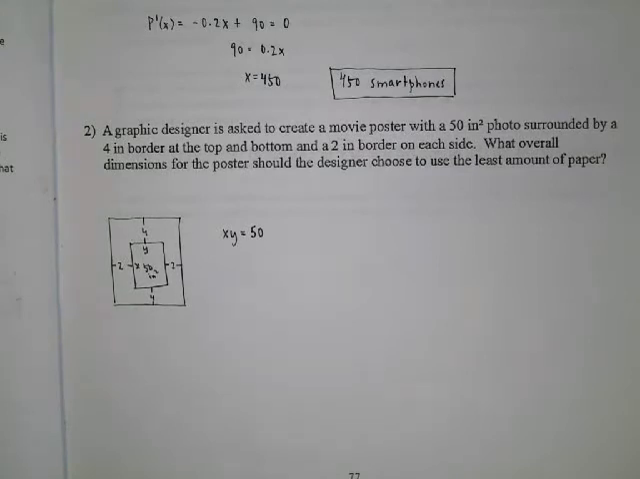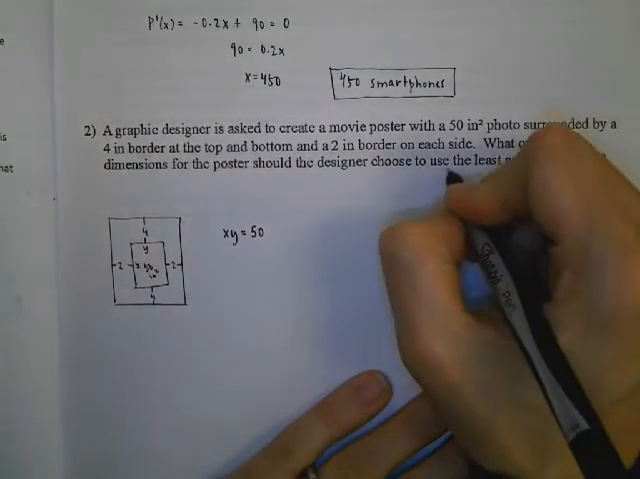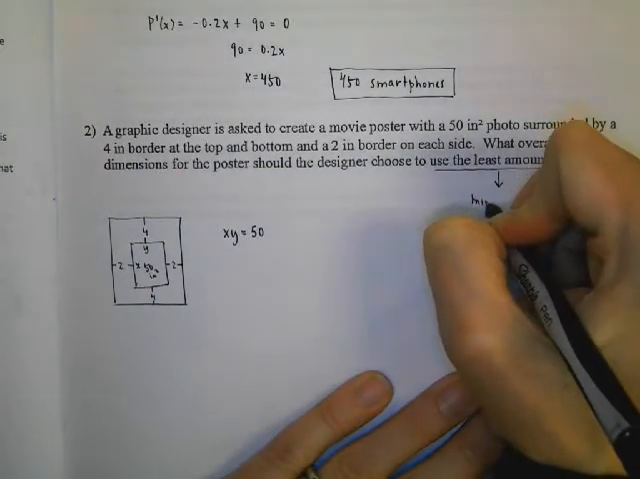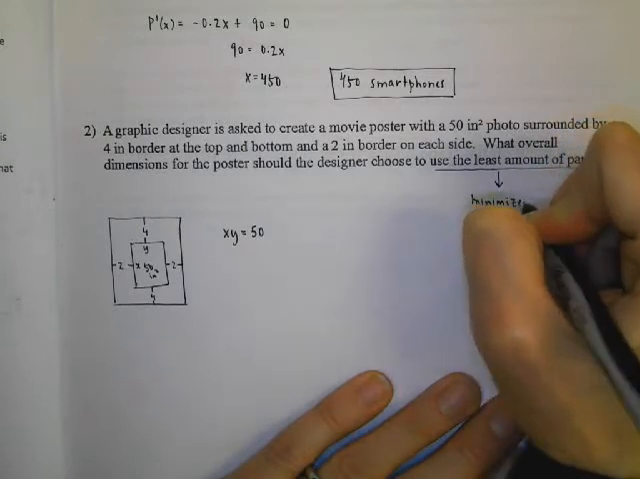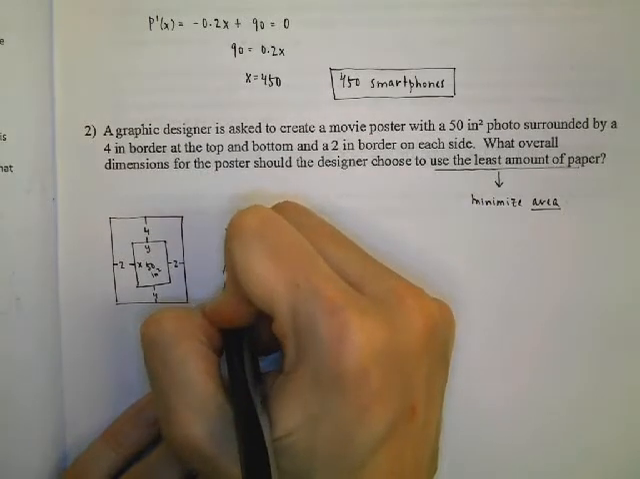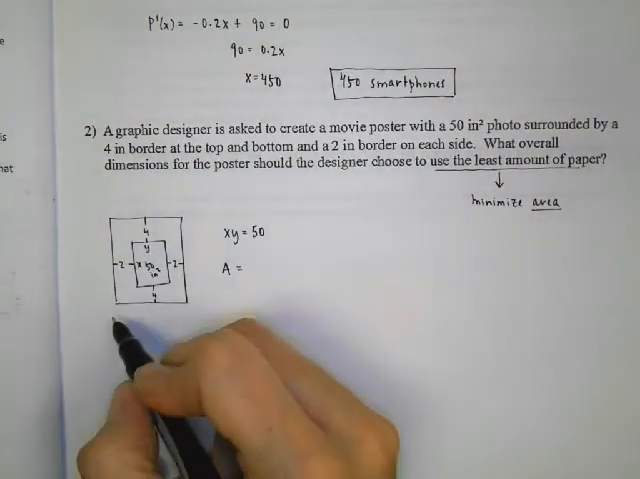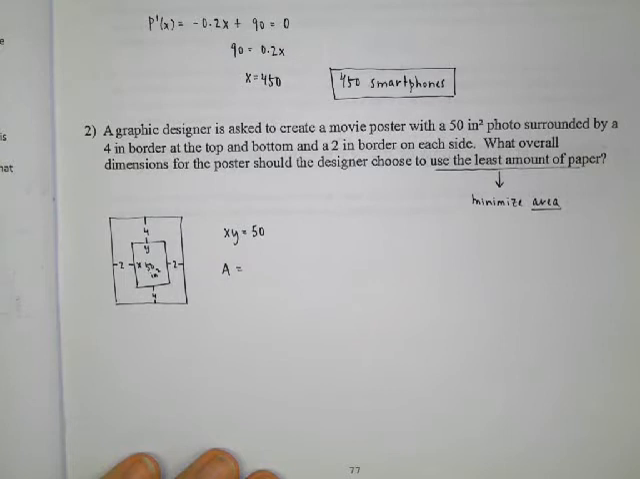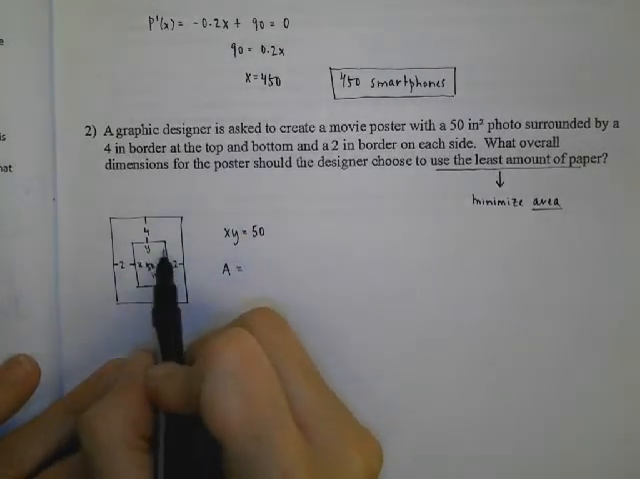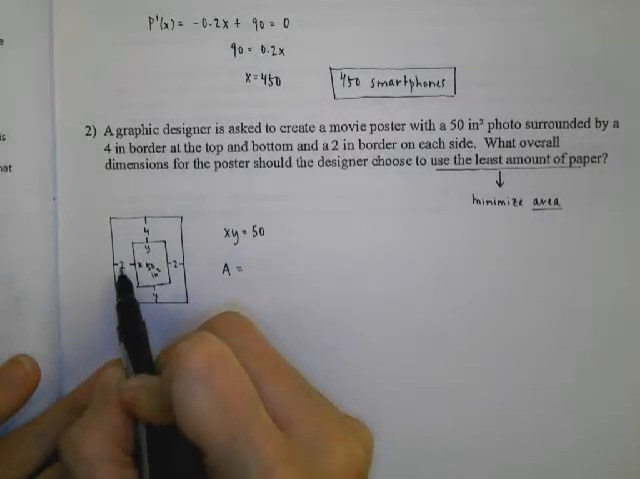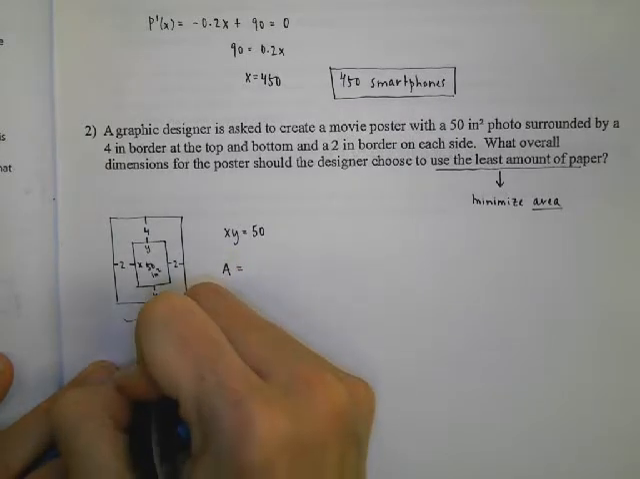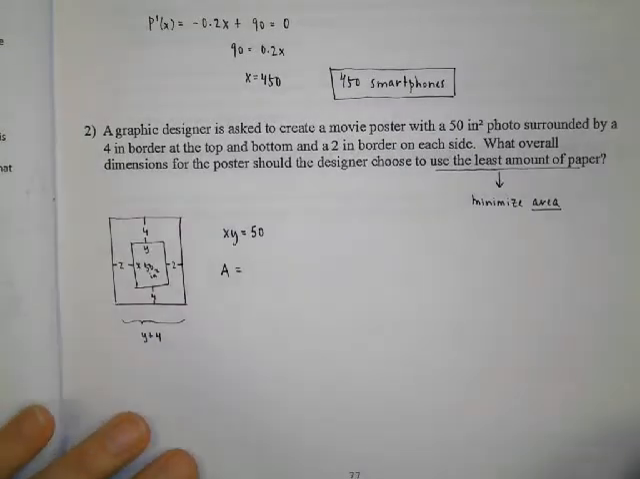Now, let's see. If I want to use the least amount of paper, what I'm really talking about here is minimizing the area. So I need to come up with an equation for the area of the overall poster, including the border. If my width of the poster was Y, and I know I have a border on each side of 2, my overall width is going to be Y plus 4.